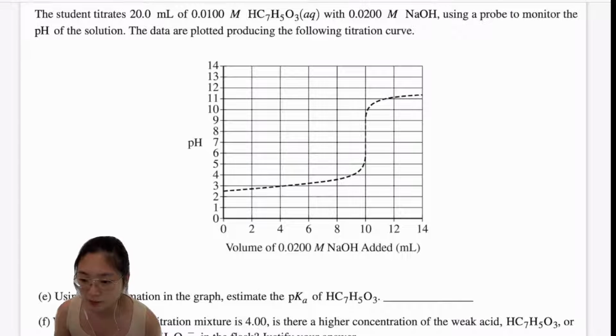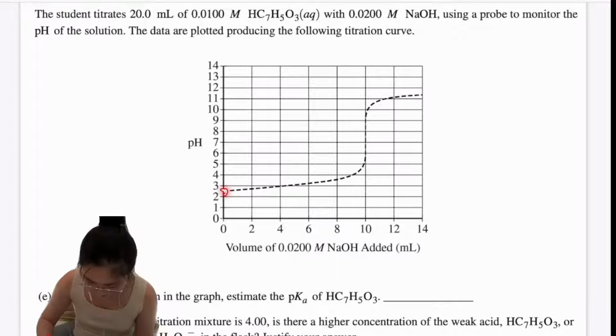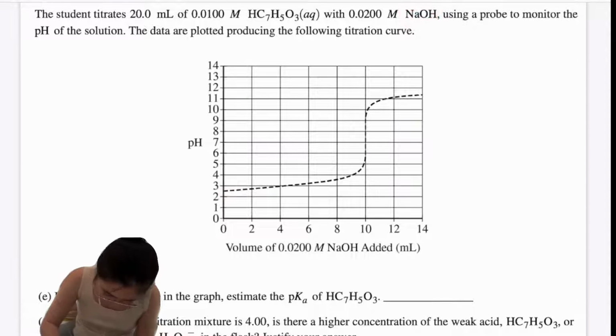And then for equilibrium, if we want to know in which direction it shifts, we have to compare Q and K. We can't decide it just based on the number of moles. So, okay, again, going back to acid and base, the titration. This is a weak acid being titrated with strong base.